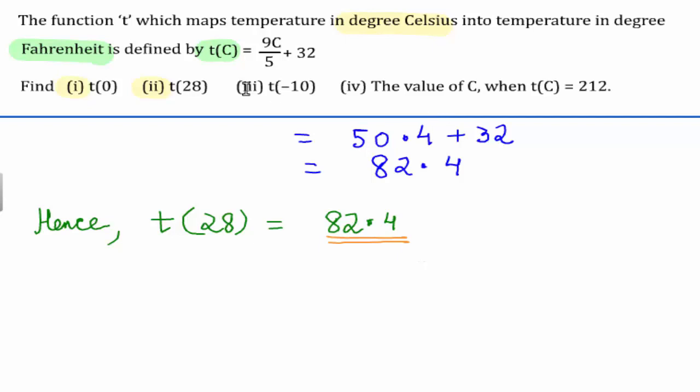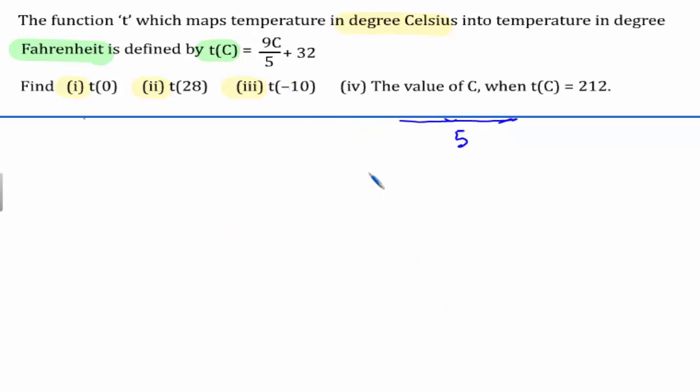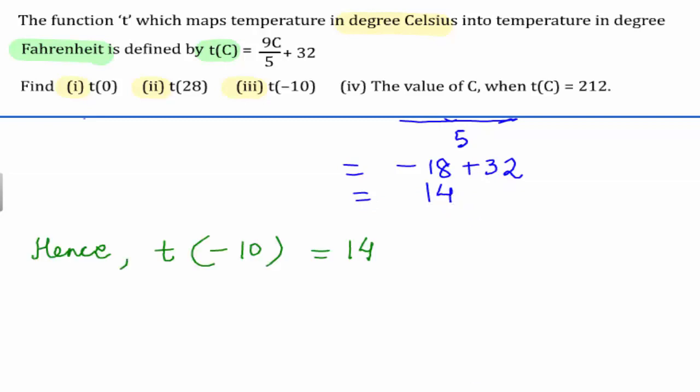Next we have to find the value of T of minus 10. Now, T of minus 10 will be equal to 9 into minus 10 by 5 plus 32. So here we have substituted C is equal to minus 10 in 9C by 5 plus 32. This is equal to minus 18 plus 32, which gives 14. Hence, the value of T of minus 10 is equal to 14.